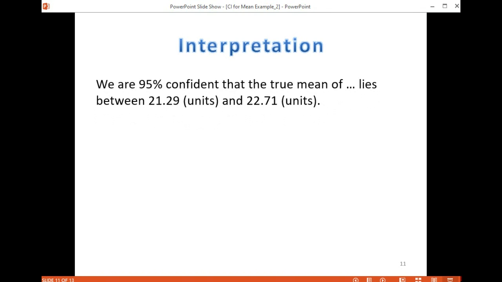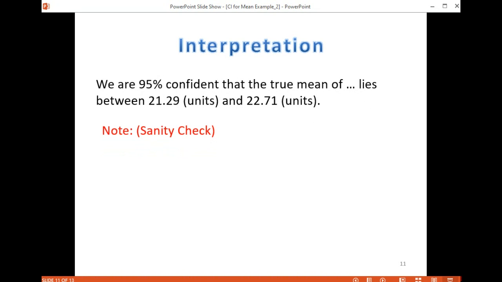now that is because the example I gave you was simplistic, but really there is some real life situation going on in these problems. So you would have to say the true mean of whatever that true life situation is lies between 21.21, and you have to provide whatever the units are, if it was dollars or pounds or feet or inches, and 22.71, again, inches or miles, whatever the units are.